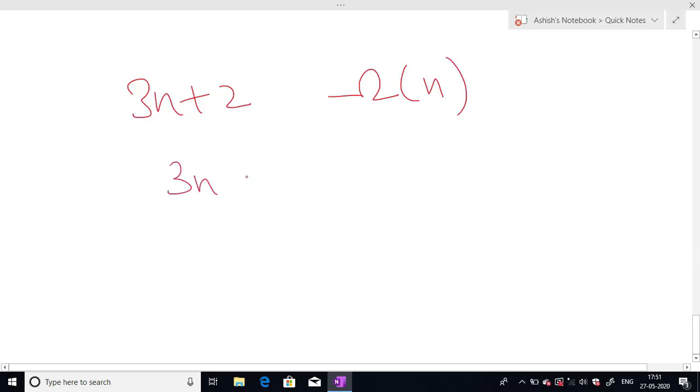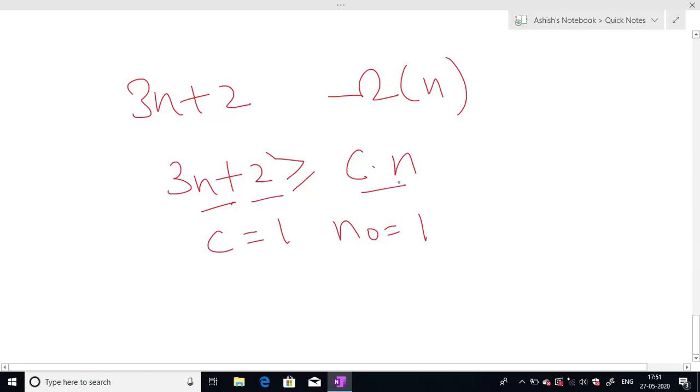Now we will check. It will be big omega of n if 3n plus 2 is greater than or equal to c times n, for c equal to a constant. Let us take c equals 1 and n naught equals 1. So 3 plus 2, 5, is greater than or equal to 1. True. If we take n equal to 2, 3 into 2, 6 plus 2, 8, is greater than or equal to 2. So this is true. So we can say that for c equal to 1 and n greater than or equal to 1, our function f(n) is big omega of n.